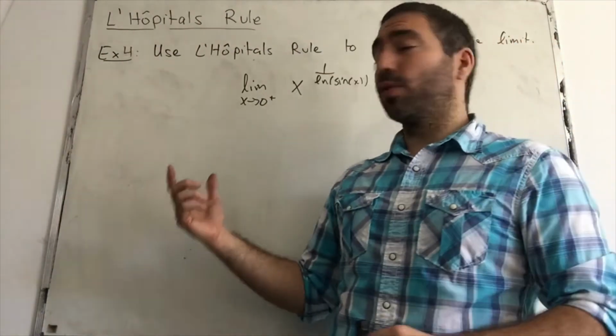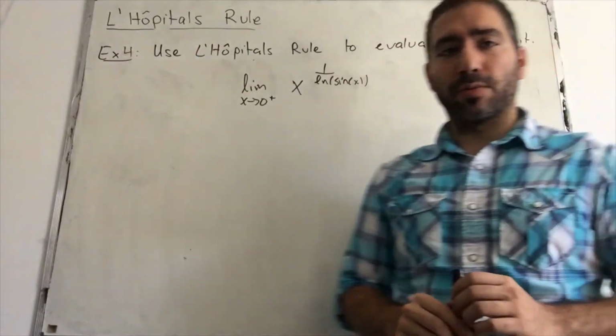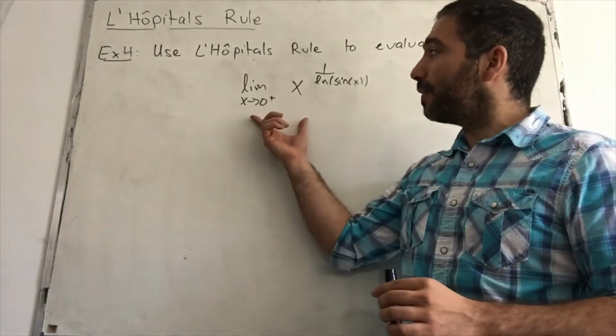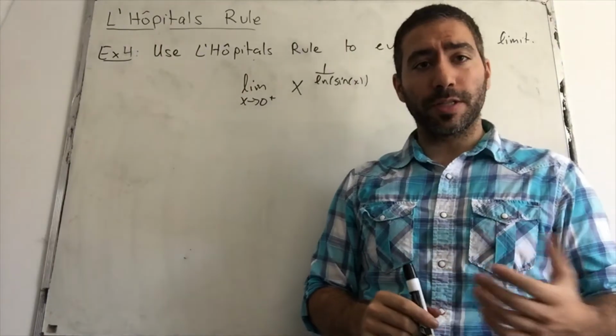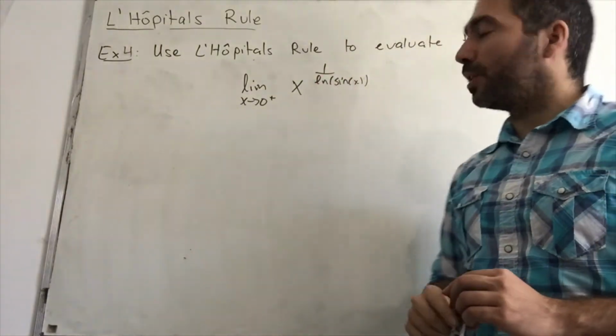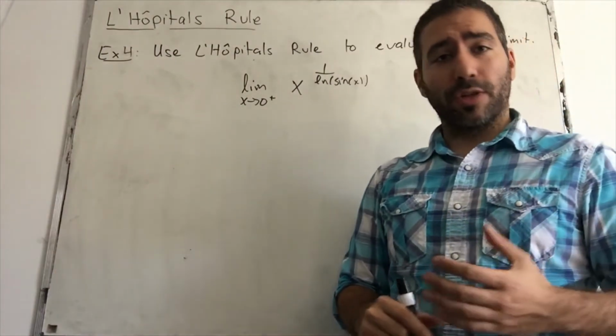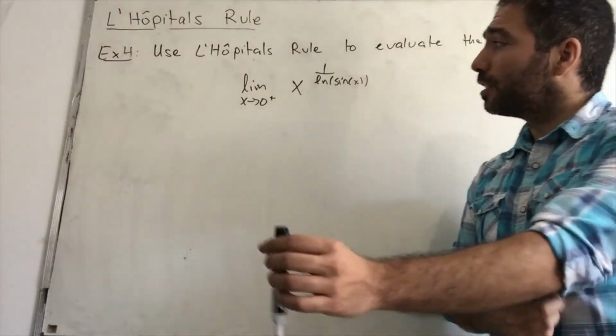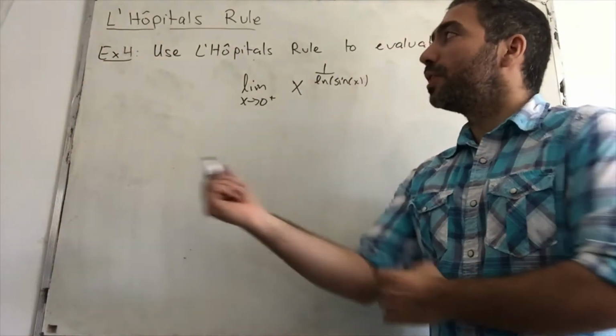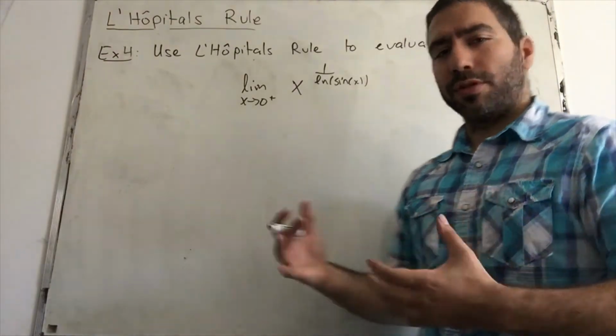So in this next example, example number 4, it says to use L'Hopital's rule to evaluate the limit, and the limit that's given is the limit as x tends to 0 from the positive side of x to the exponent 1 over ln of sine of x. So pause the video, try to attempt this on your own, see if you're able to solve it. It looks intimidating, but using the same procedure that we saw in the previous examples, you should be fine.